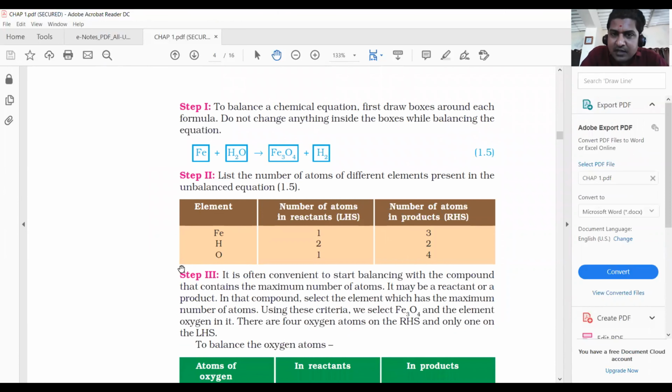Step one, balance the chemical equation. First, draw a box around each formula; do not change anything inside the boxes while balancing equations. Fe, H2O, Fe3O4, and H2. Second, list the number of atoms of the different elements present in the unbalanced equation.